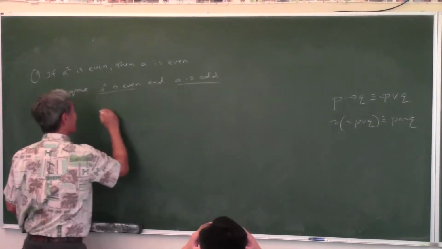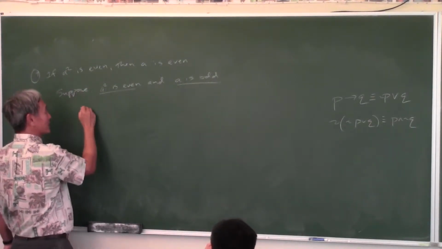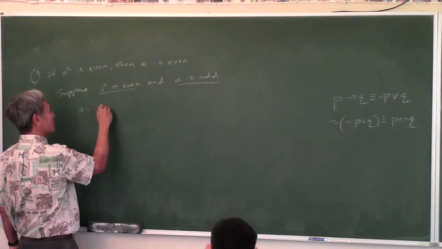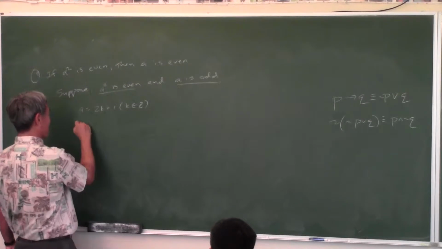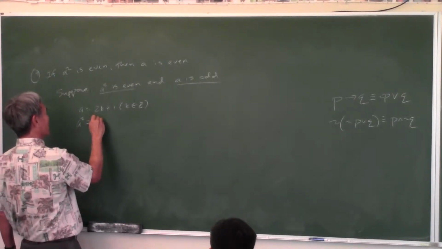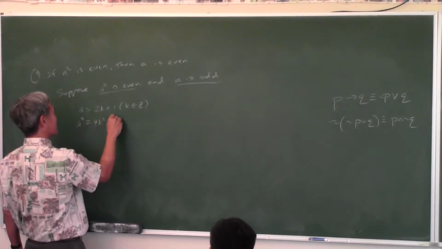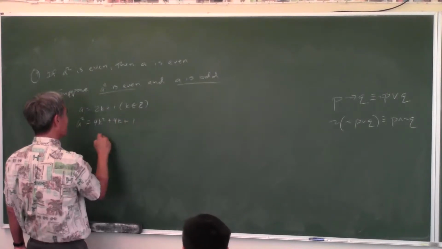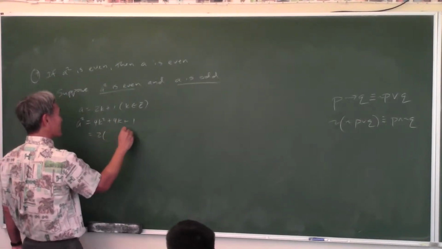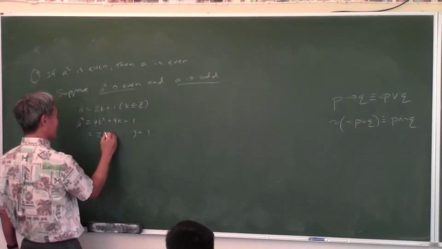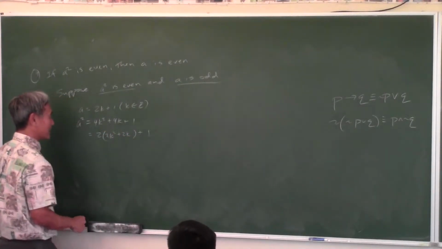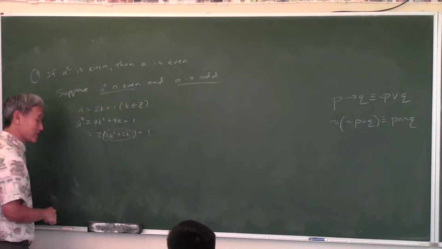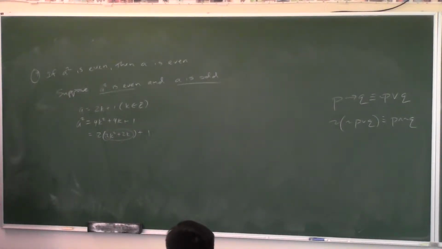Okay, so which one do you want to start with? Let's start with a is odd. So if a is odd, by definition, then what? a is equal to 2k plus 1 for some integer k, correct? And then square both sides. a squared is equal to 4k squared plus 4k plus 1, which is equal to 2 times something plus 1. And what is that something? 2k squared plus 2k. Now, if k is an integer, then can we say that's an integer? Yeah, because of the closure property of addition and multiplication for integers.